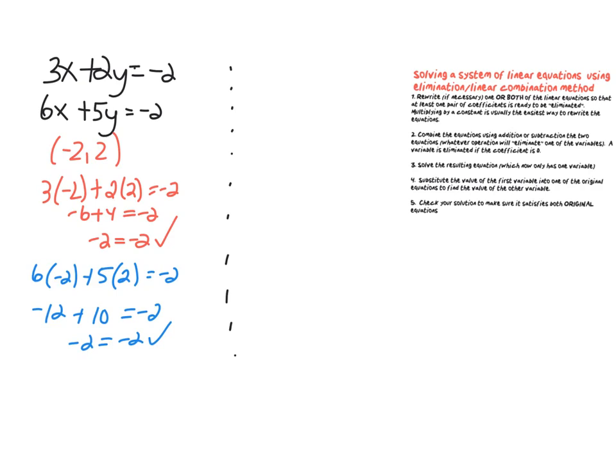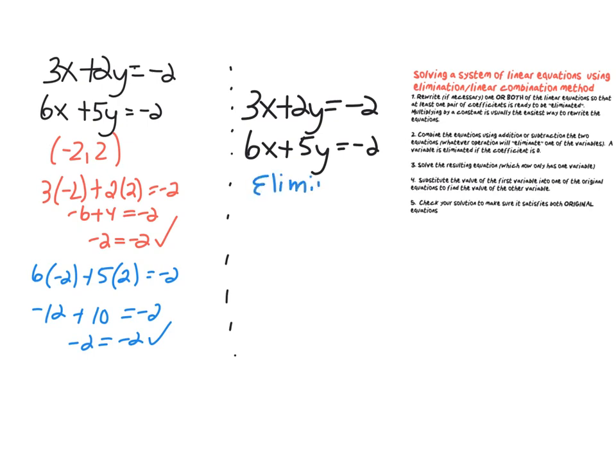So I'm just going to go ahead and rewrite the original system of equations. So we're working with 3x plus 2y is equal to negative 2. And we're also working with 6x plus 5y is equal to negative 2. And we did it the first time, we eliminated x. It doesn't matter what variable you want to eliminate. So for this one, let's try to eliminate y this time. Because again, it doesn't matter which we eliminate.